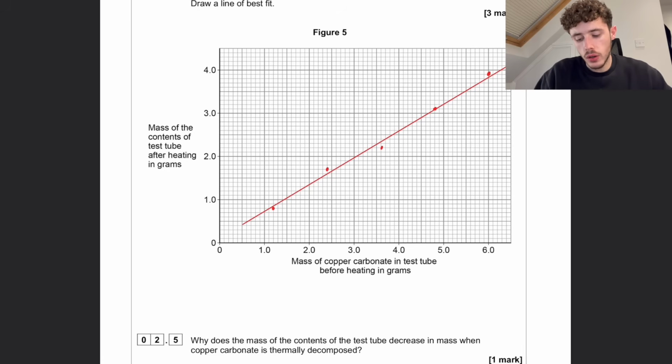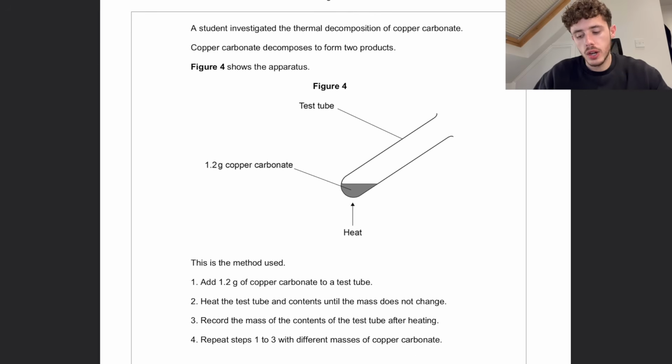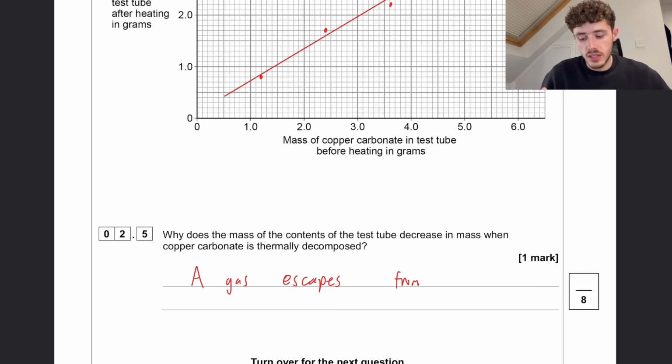Why does the mass of the contents of the test tube decrease when copper carbonate is thermally decomposed? If we pop back to figure 4 on the previous page, you can see that there is nothing stopping the end of the test tube, allowing gases to escape. So the reason for the mass decrease is that when the copper carbonate is being heated or thermally decomposed, the gas that is being produced escapes, therefore there is a decrease.